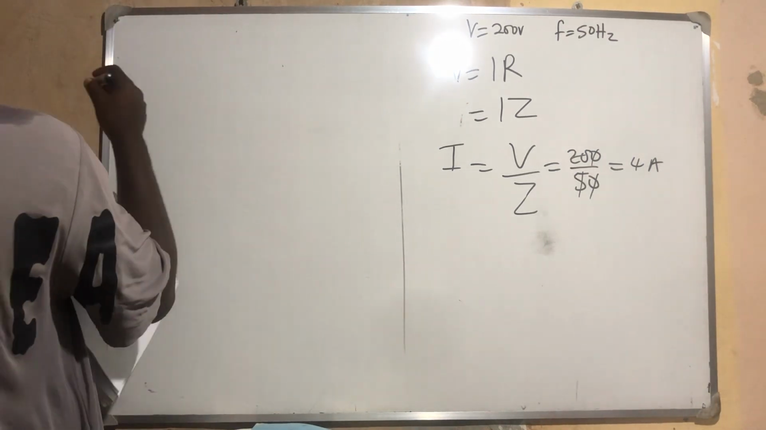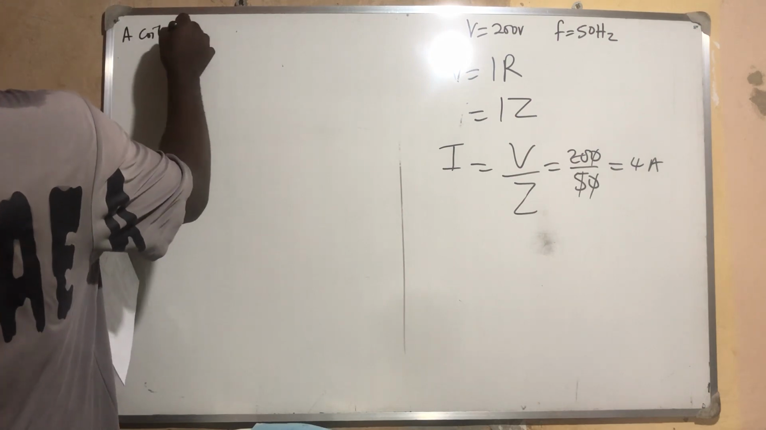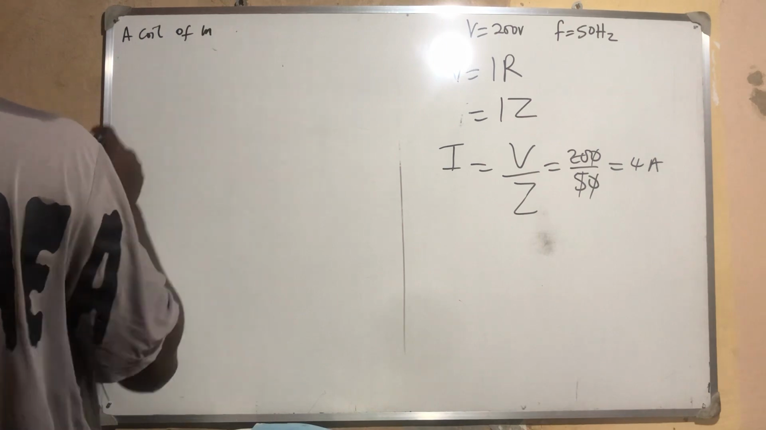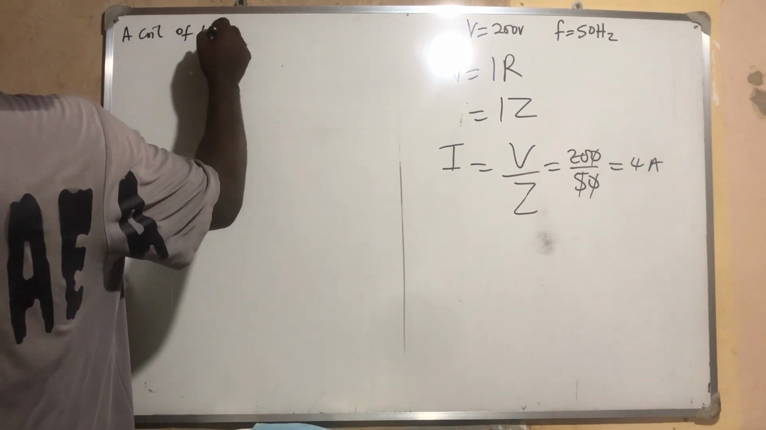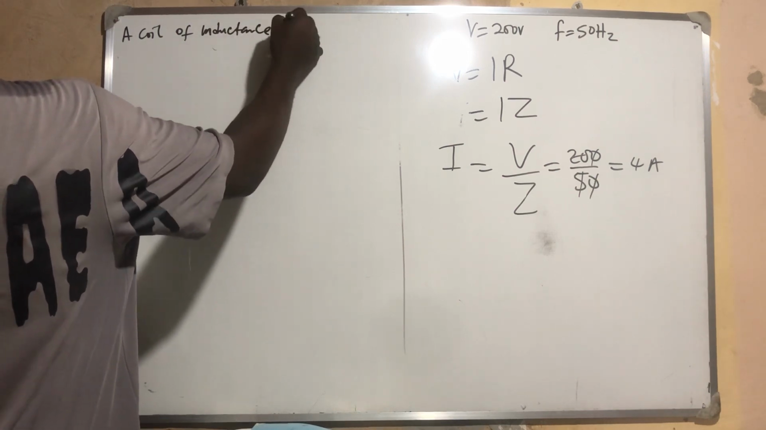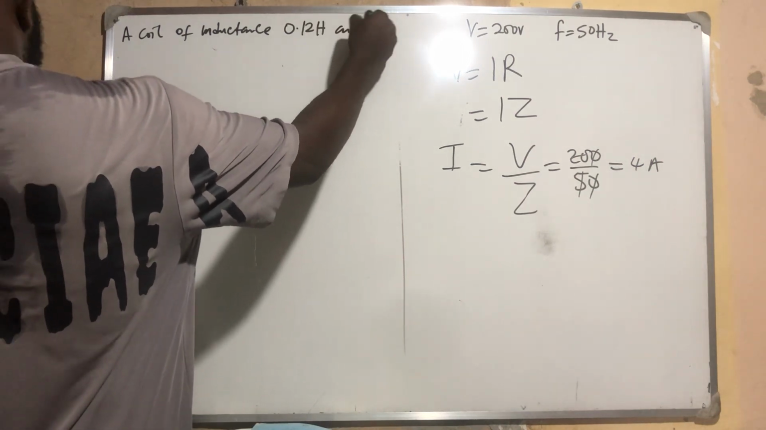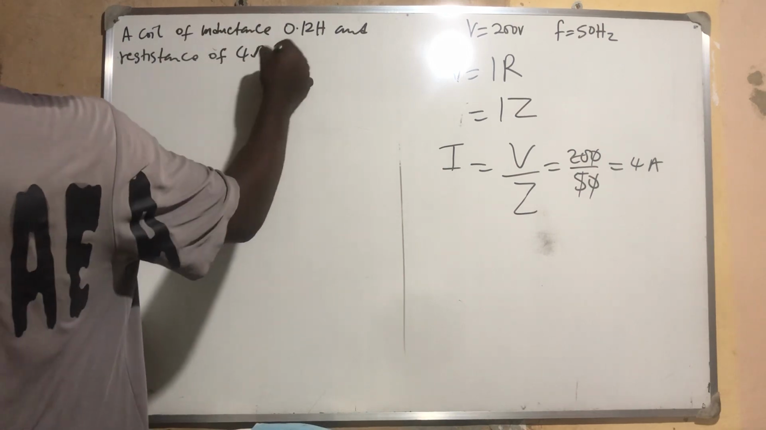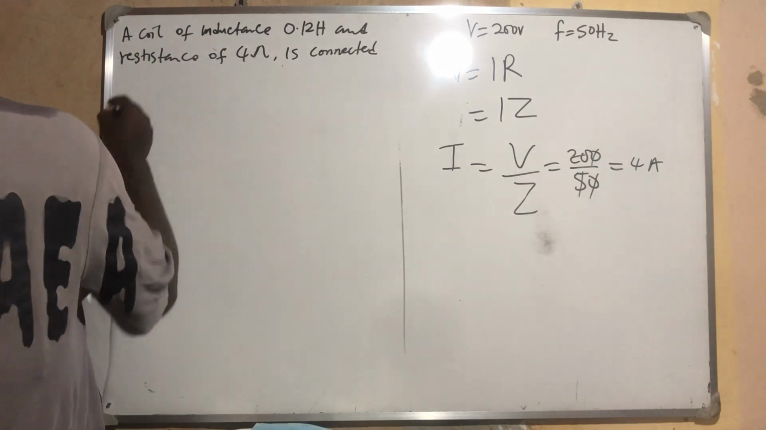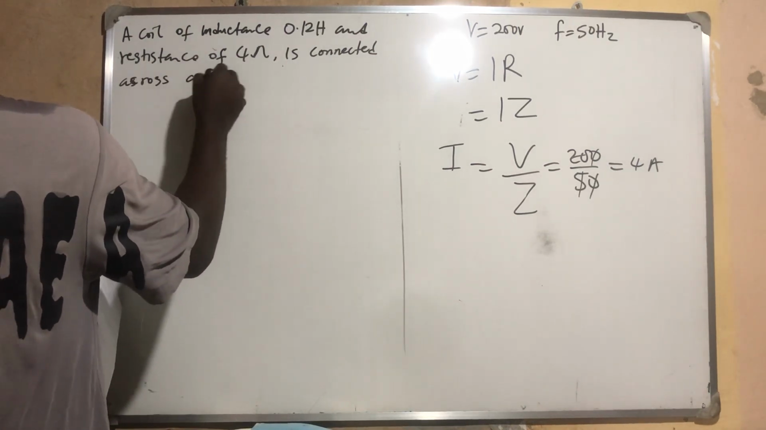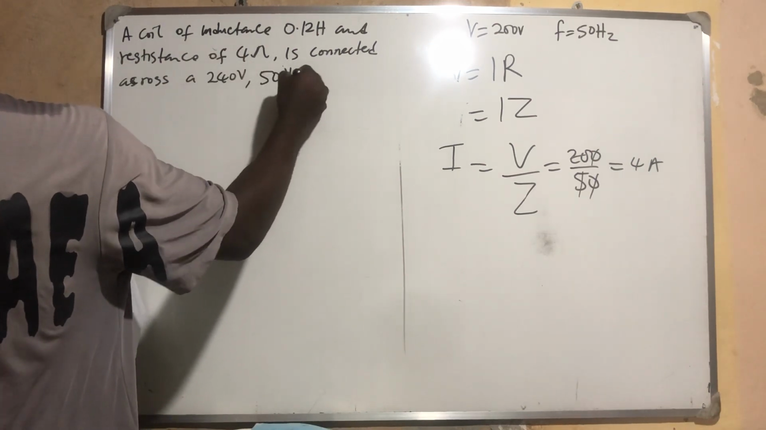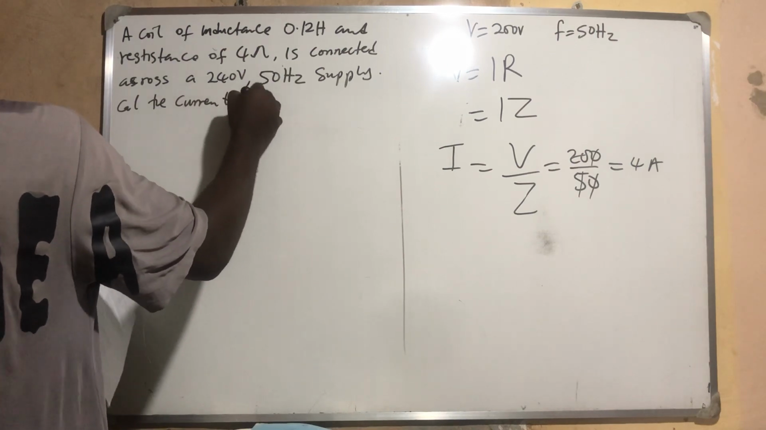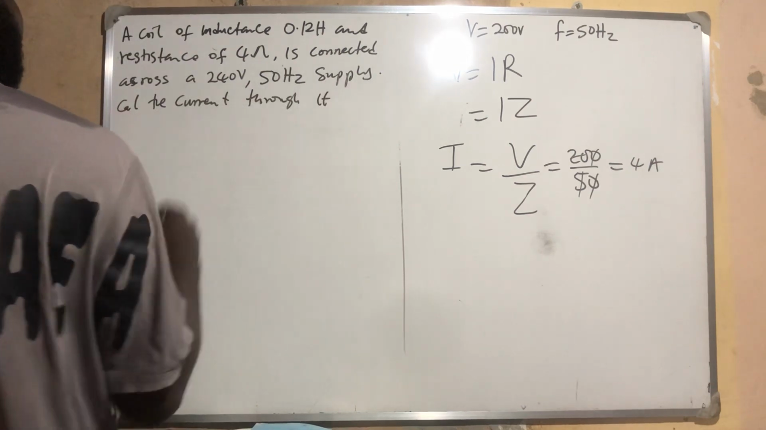The next question said a coil of inductance 0.12 Henry and resistance of 4 ohms is connected across a 240 volt, 50 hertz supply, then calculate the current through it. Calculate the current through it.